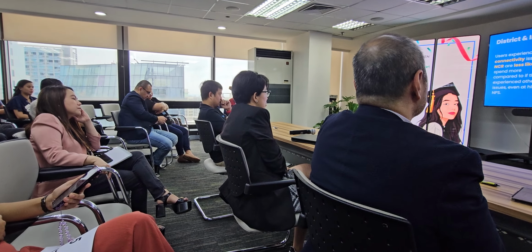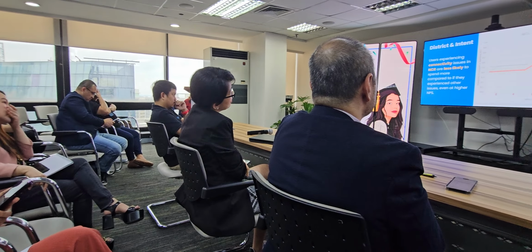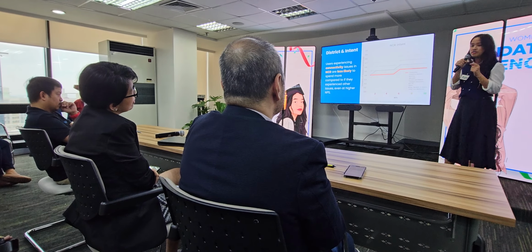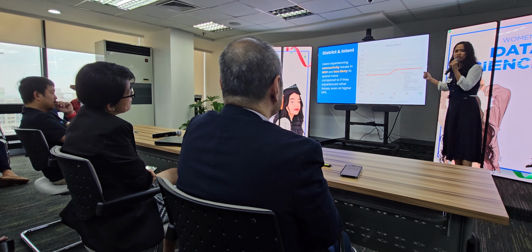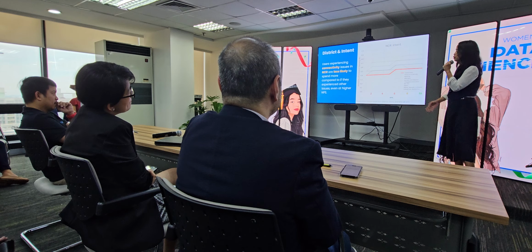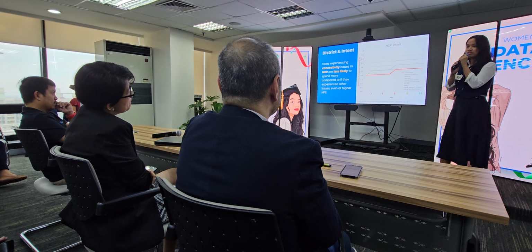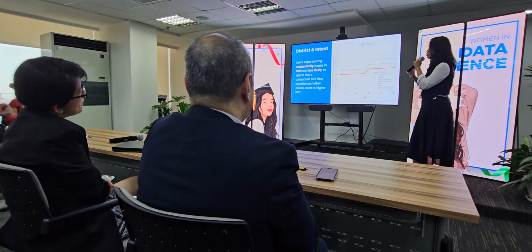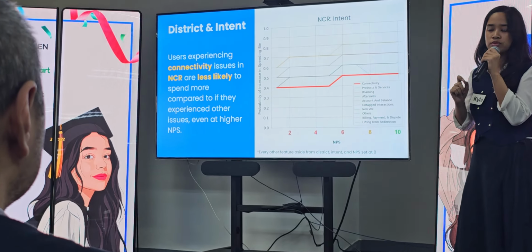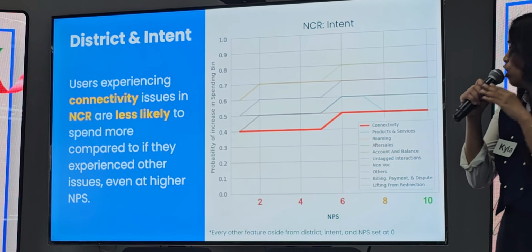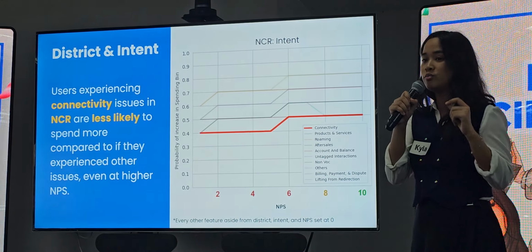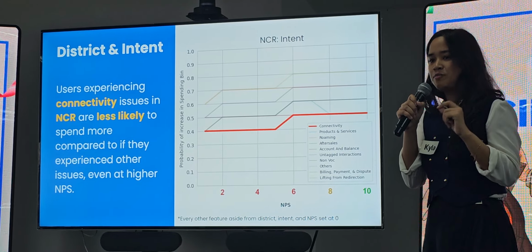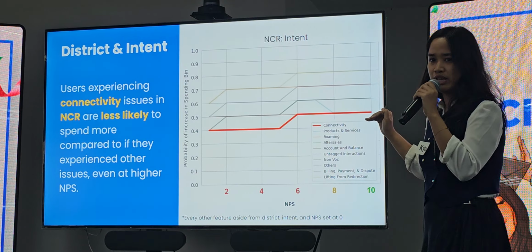Earlier it was mentioned by Sandra that a large chunk of our NPS respondents are from NCR, so we felt that it was good to take a look at what issues these users from NCR are experiencing that are affecting their spending level. Here on the red line, we have connectivity issues. Users from NCR who experience connectivity issues are less likely to increase their spending compared to other users who experience maybe product, service, or roaming issues, even at high NPS. This one is at an issue level now.